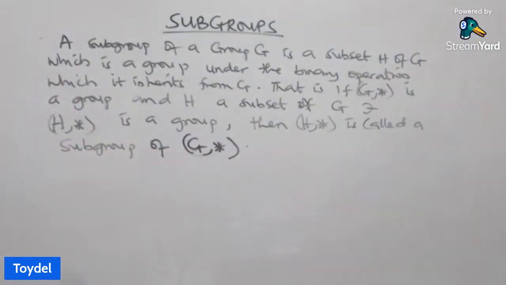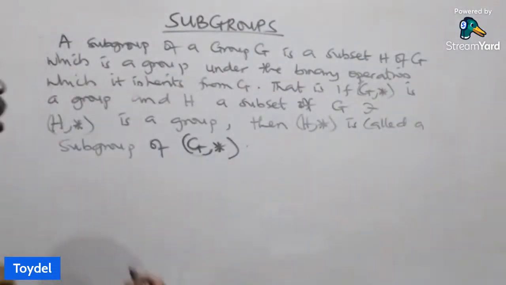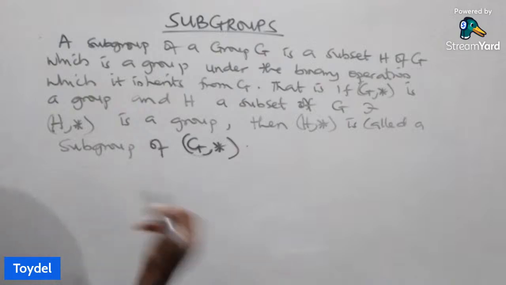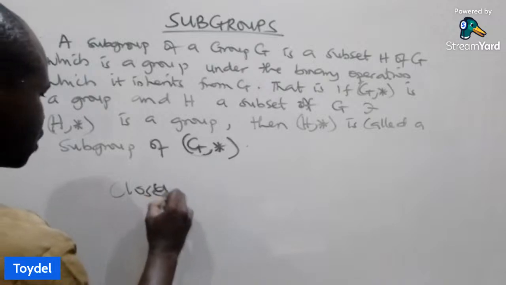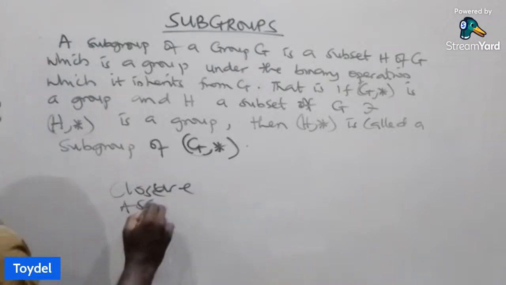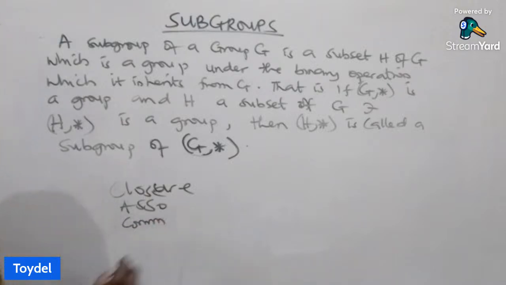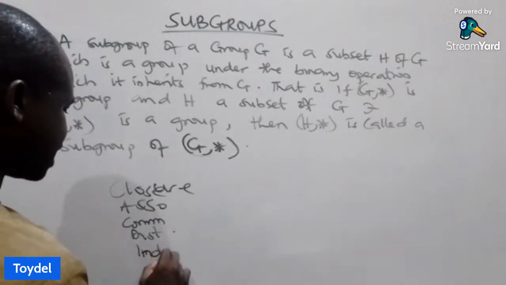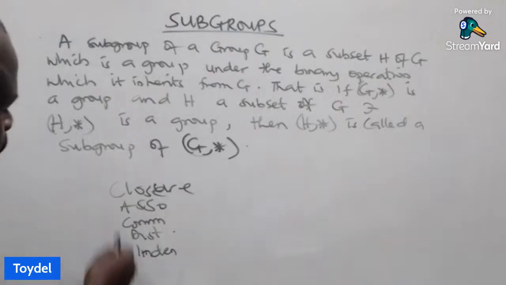There are 6 properties that we discuss under binary operations. The first one is the closure property. We talk about associativity. We talk about the commutative property. We talk about distributive, existence of identity element, and existence of inverse element. All these 6 properties come into play, and four out of the 6 properties are what we consider when we introduce a group.